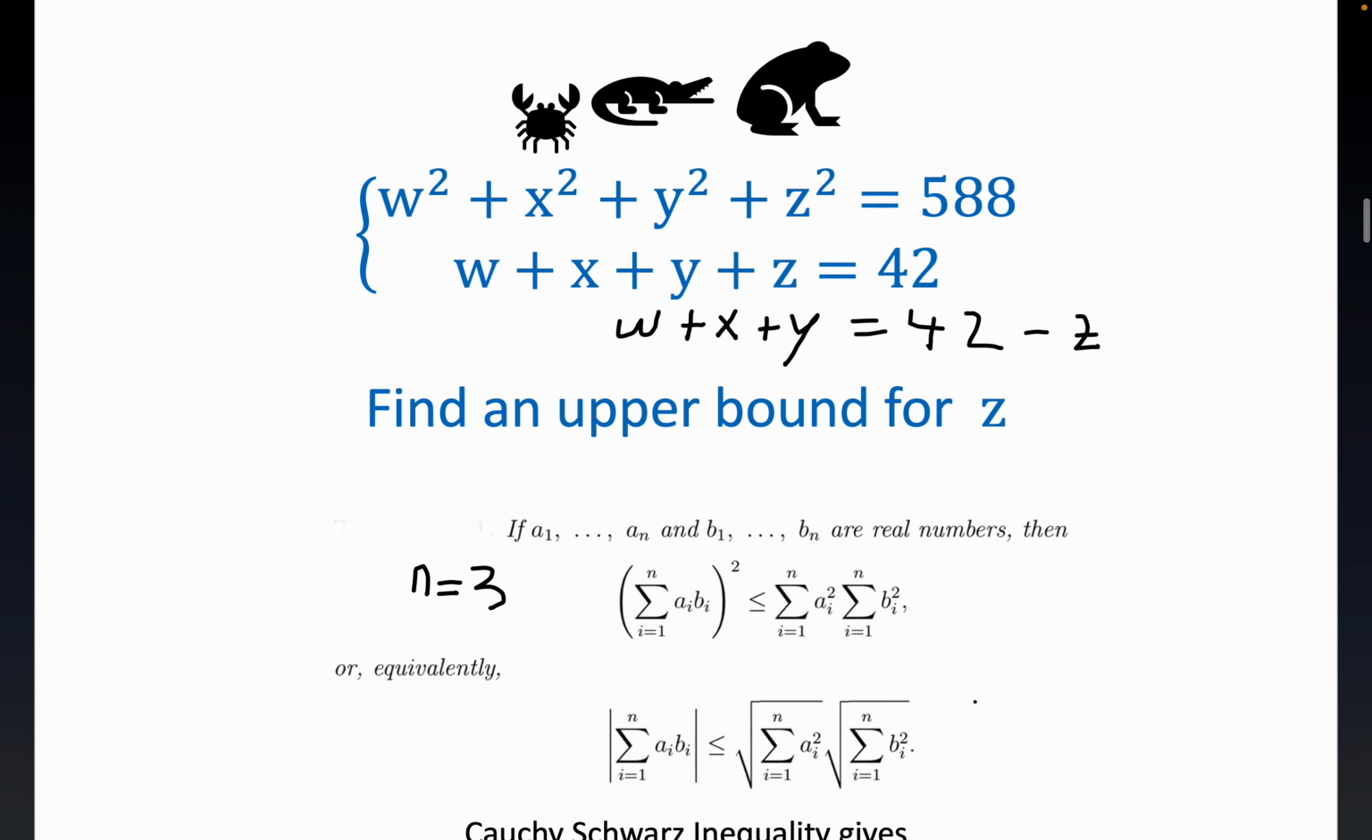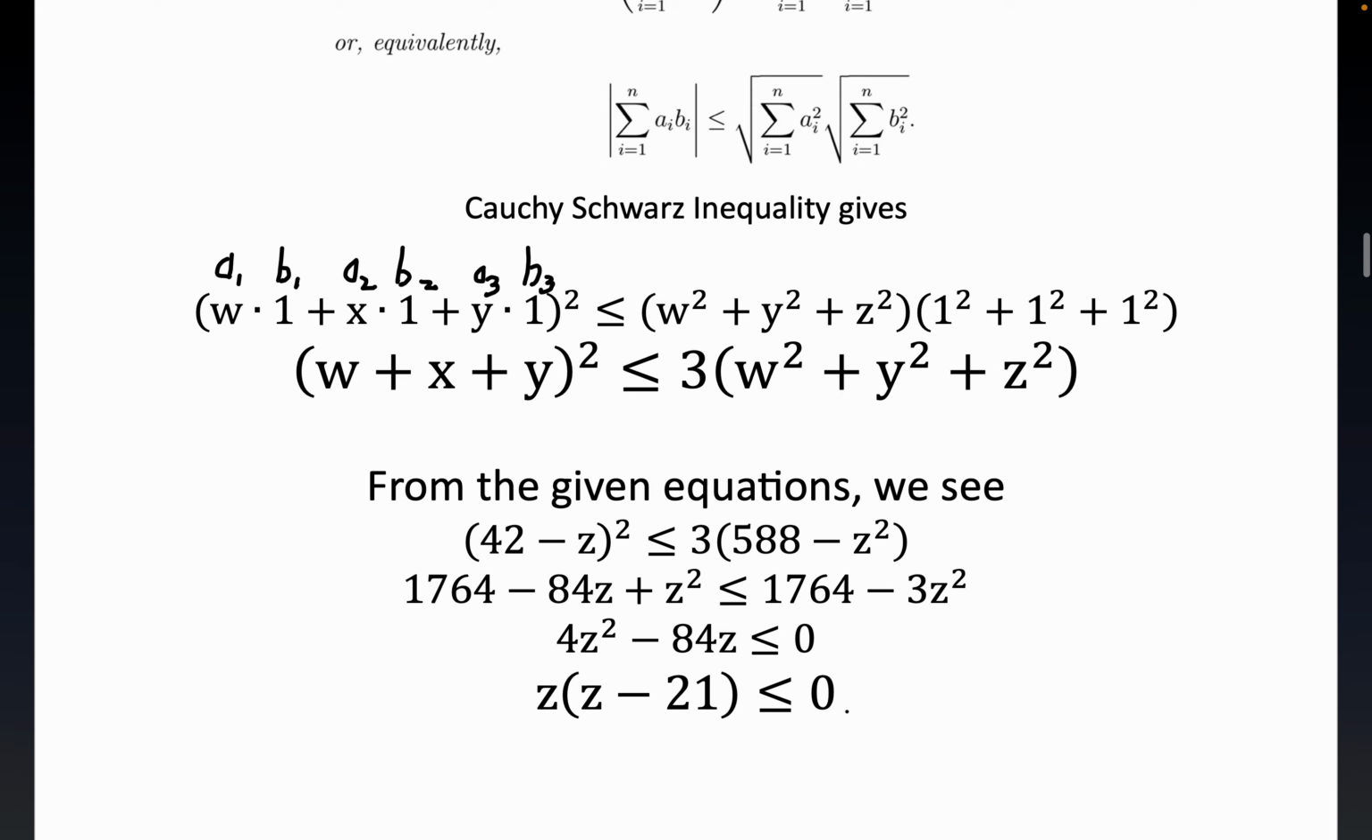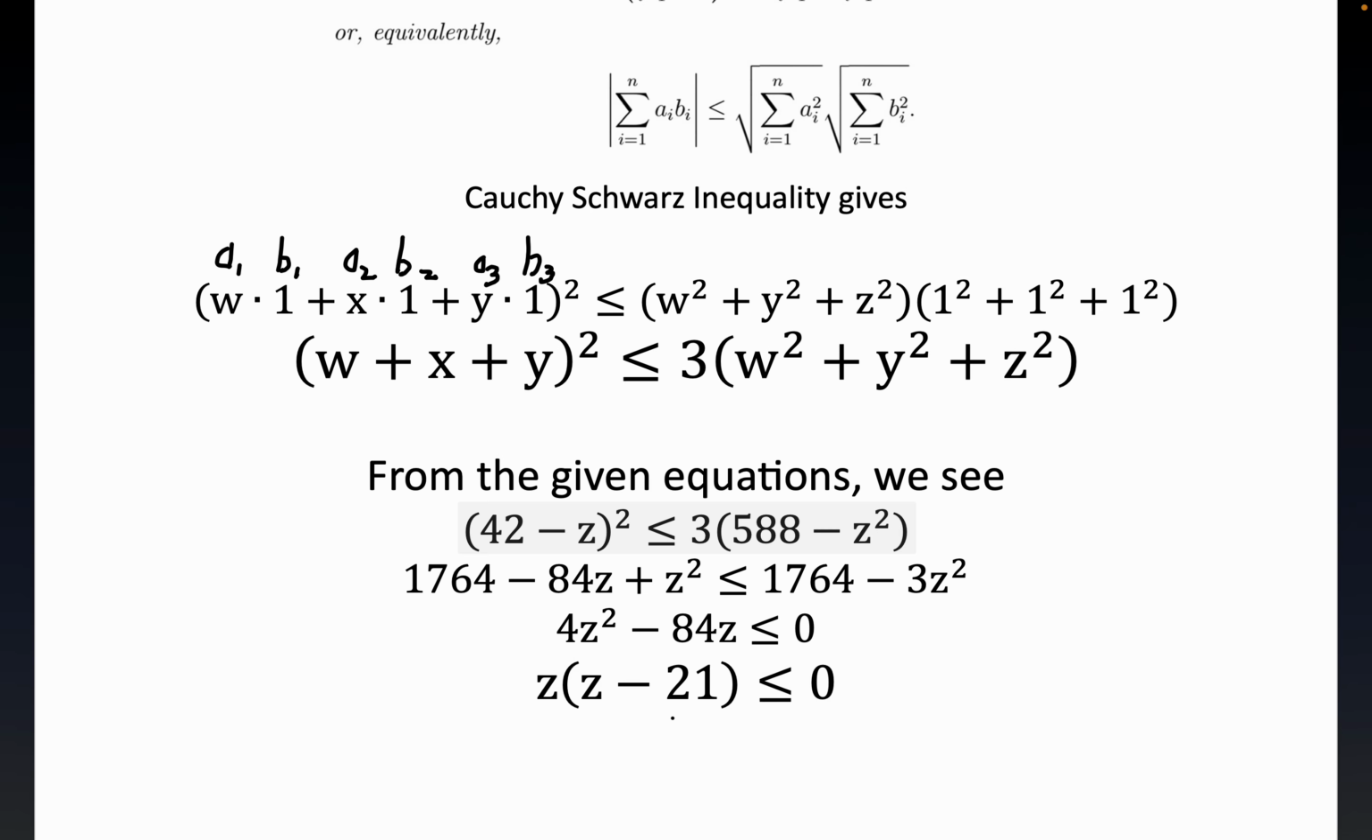But again, right up here, you would have had 588 minus z squared is equal to w squared plus x squared plus y squared, which is what you see right here, okay? Now, a lot of things cancel out nicely here. The 1764 is present on both sides. 3 times 588 is 1764. What else cancels? The z-squareds don't cancel, right? But anyway, when you expand this out, you do get all of this stuff here. And then the 1764s do cancel. If you divide through by 4 and factor out a z, you get this statement right here.